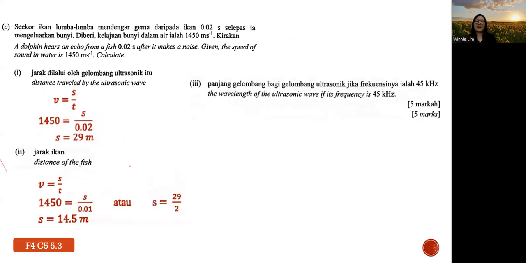Okay, then lastly, part 3, the wavelength of the ultrasonic wave, if the frequency is 45 kilohertz. So we'll use v equals f lambda. So we have 1,450 equals 45,000 lambda. Therefore, lambda equals 1,450 divided by 45,000. You have 0.03222 meter.